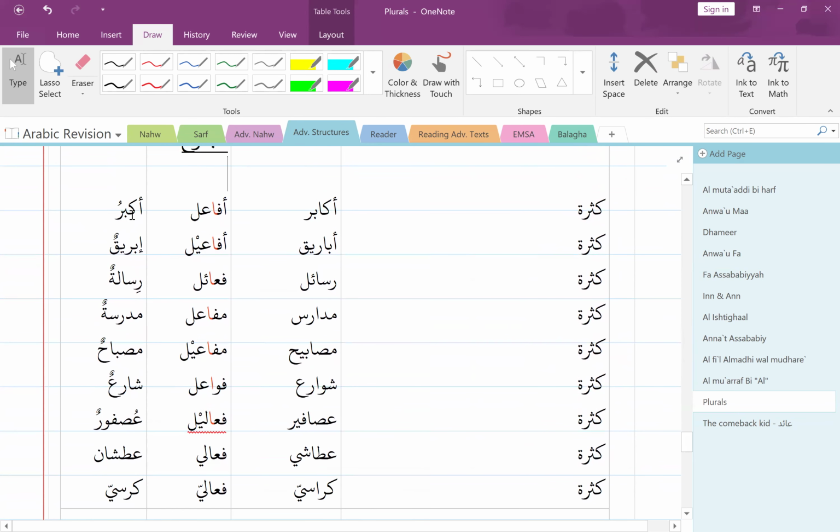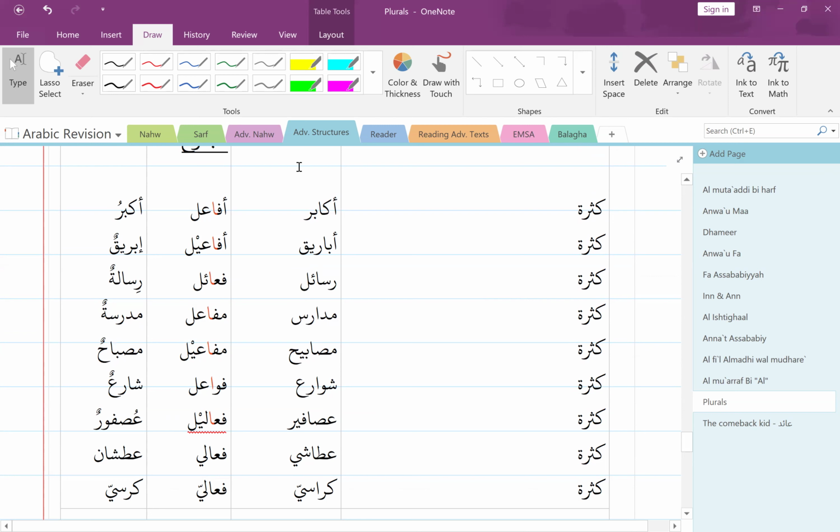So basically we have, for example, akbaru, which is an isim tafdil, and most isim tafdils come under this pattern. So akbaru, the plural pattern is akabir, okay? Ibriq, this is lightning, the plural is abariq. Then risalatun, which is a letter or a message, rasail. Madrasatun, madaris. Misbahun, masabih.